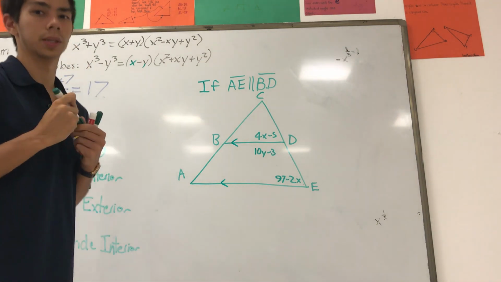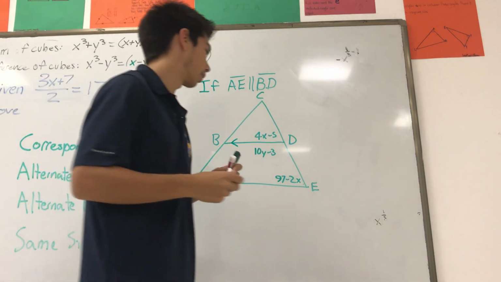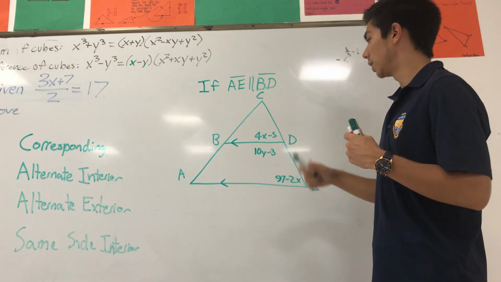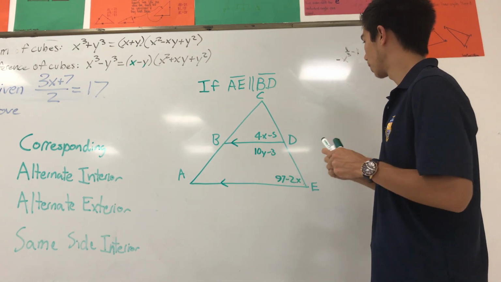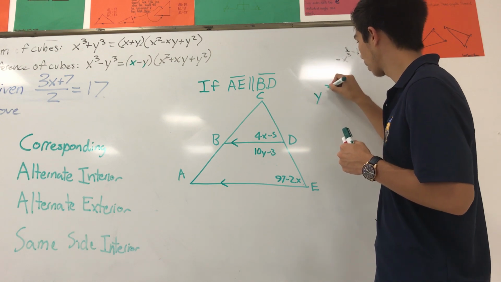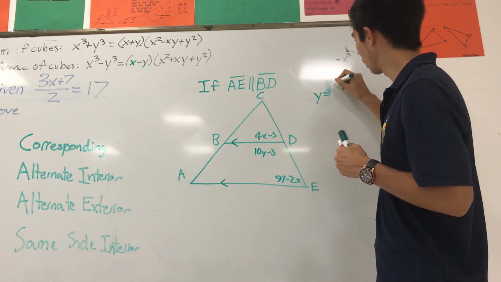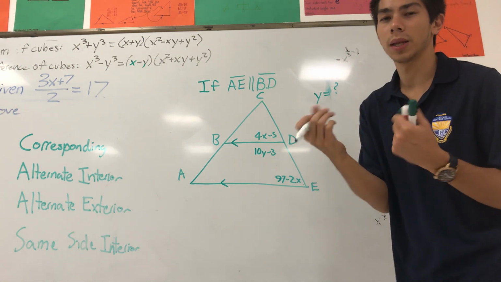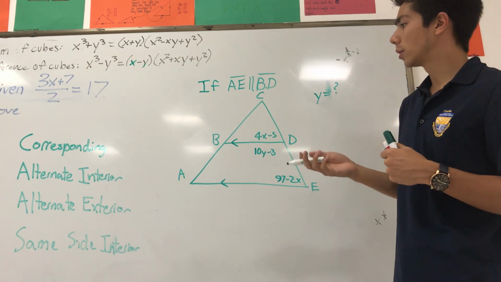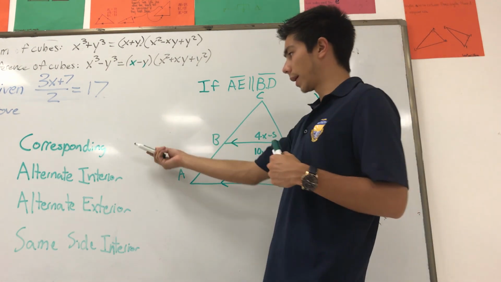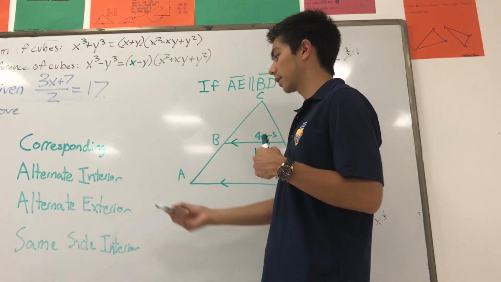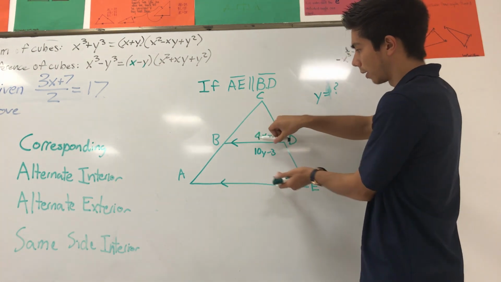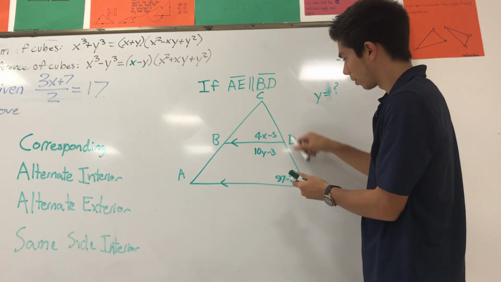I'm going to use those arrows because that's what we use to mark parallel lines. So if AE is parallel to BD, we need to figure out what Y is. So Y equals something. Now, just like in problem 6, I'm going to start looking for corresponding angles, alternate interior angles, alternate exterior angles, or same side interior angles. Here are my two parallel lines, and I have a transversal over here.